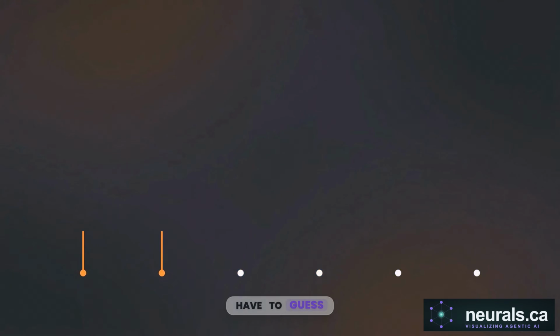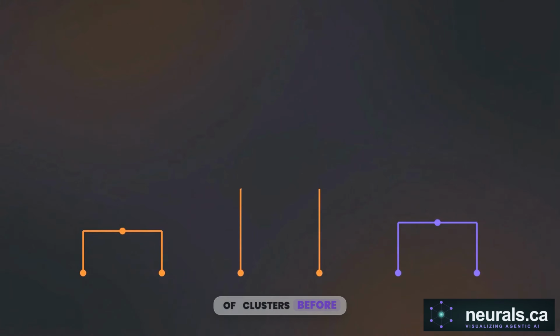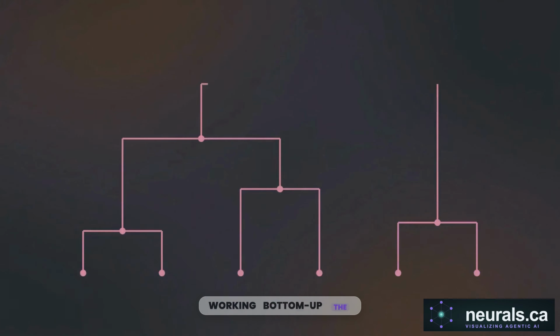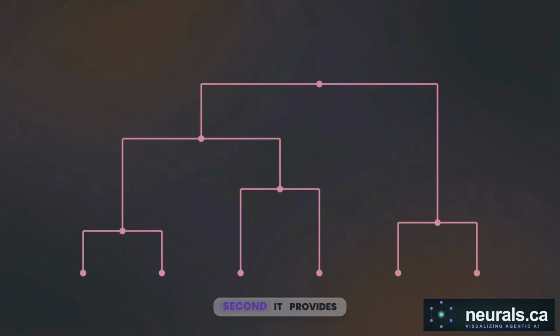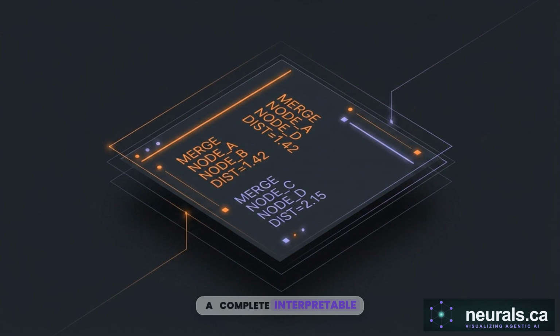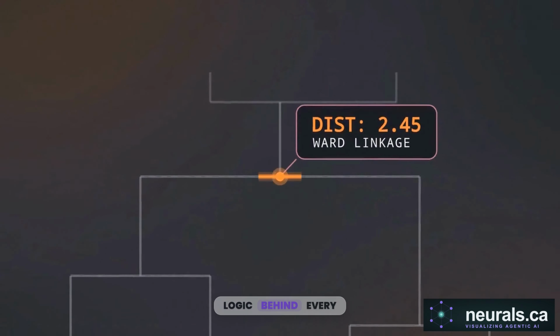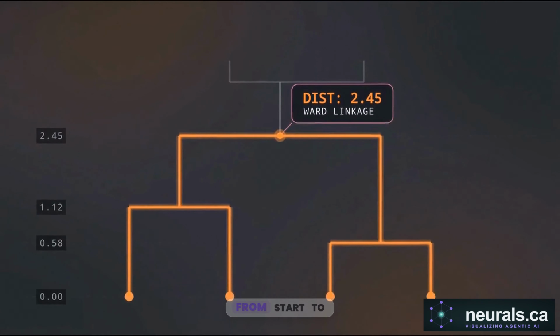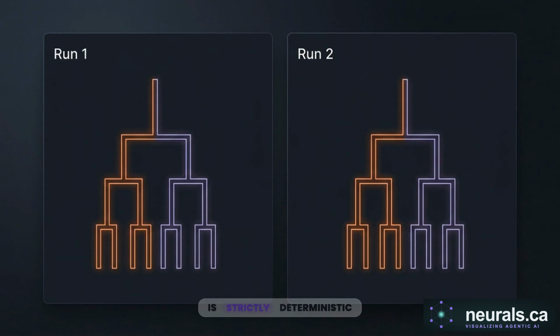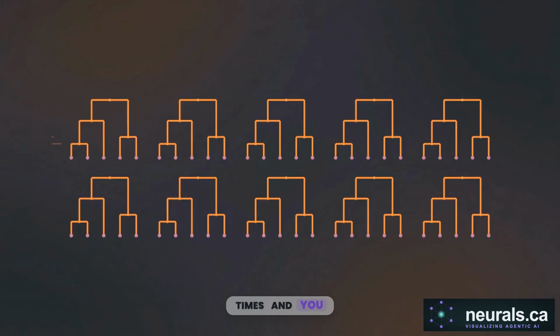You never have to guess the ideal number of clusters before you start. By working bottom-up, the structure forms naturally. Second, it provides a complete, interpretable historical record. You can trace the exact distance and logic behind every single merge decision from start to finish. Third, it is strictly deterministic. There are no randomized starting seeds here. Run the same dataset 10 times and you will get the exact same tree 10 times.